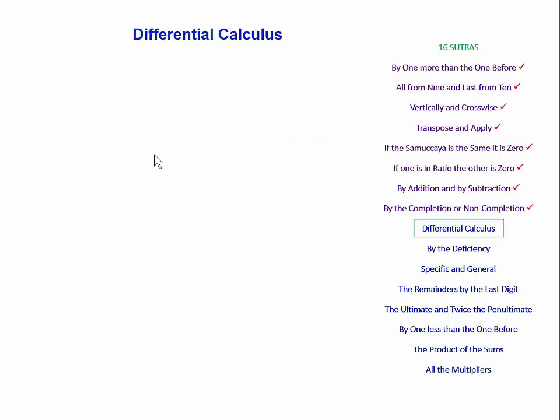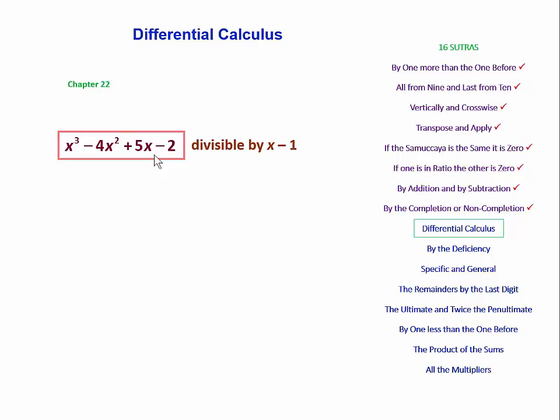Differential Calculus, Chalana Kalanabhyam, given in chapter 22. So this is Tirtji's method. We start off with some cubic and we want to factorize it. And we see first of all that it's divisible by x minus 1, because if you put x equal to 1 in here, you simply add up the coefficients and you get 0. So x minus 1 is a factor of that.